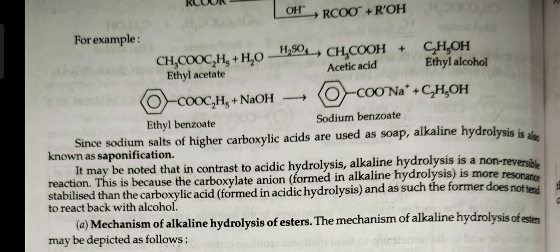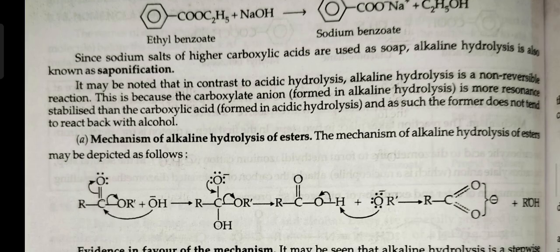Since sodium salts of higher carboxylic acids are used as soaps, alkaline hydrolysis is known as saponification. It may be noted that, in contrast to acid hydrolysis, alkaline hydrolysis is not a reversible reaction. This is because the carboxylate anion formed in alkaline hydrolysis is more resonance stabilized than the carboxylic acid, and as such the former does not tend to react back with alcohol. Mechanism of alkaline hydrolysis of ester.